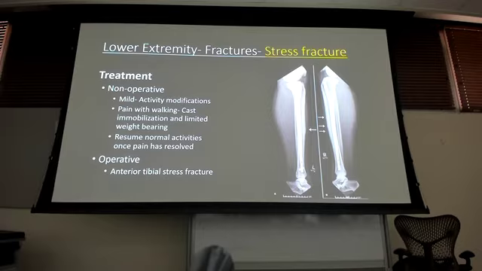So for non-operative, what we consider mild is they don't have pain at rest, pain only with activity. So I only have pain when I'm ruck marching and running. Those can be managed non-operatively. Any pain with walking, we want to put them in a cast and limit their weight bearing. And then once pain has resolved, they can resume normal activities. Any anterior tibial stress fracture, we want to get an operation or surgery on those ones.